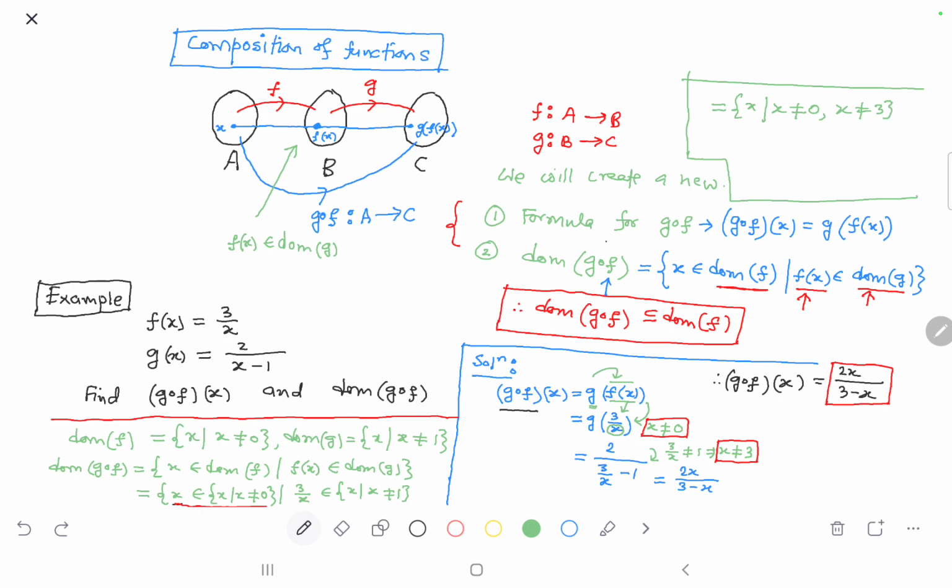What about x not equal to 1? Sorry, this one? This is the domain for g. But why aren't you including it here? Because if you look at the formula for g, you have the denominator x minus 1. So you have to exclude 1, right? So therefore, the domain for g is the collection of all numbers except 1. If you look at here, you can understand more clearly. When we are calculating g composition f applied to x, first we have to calculate g of 3 over x. So here we have the restriction x not equal to 0, right?